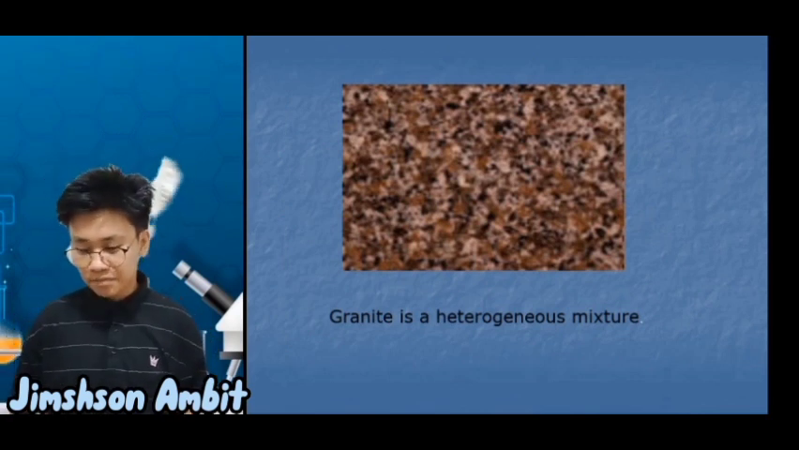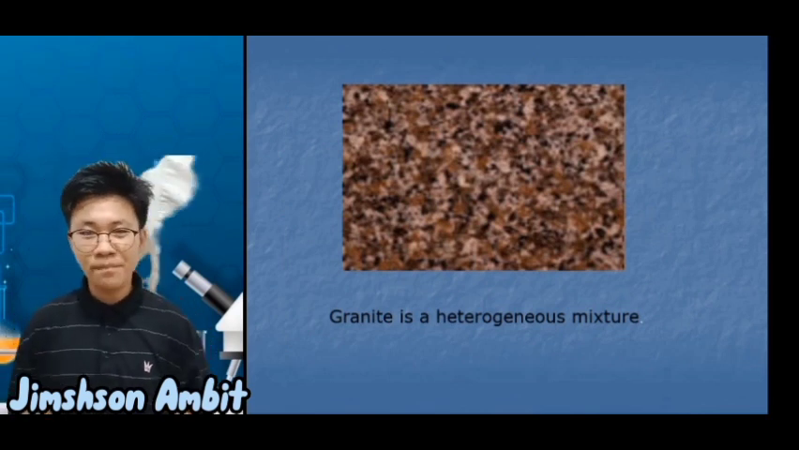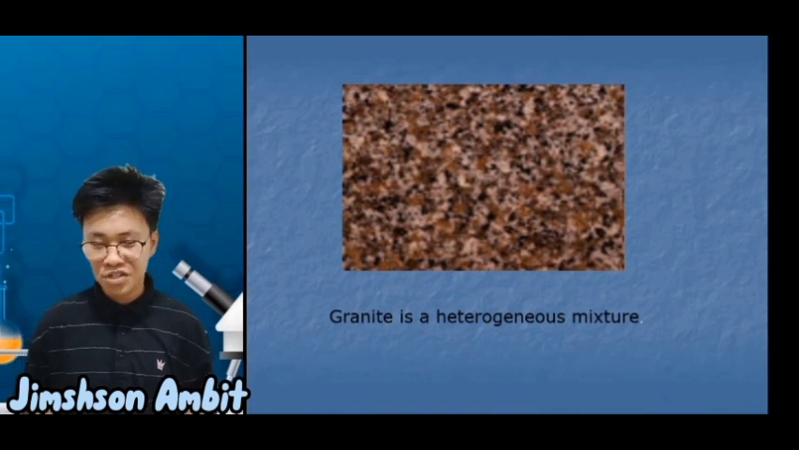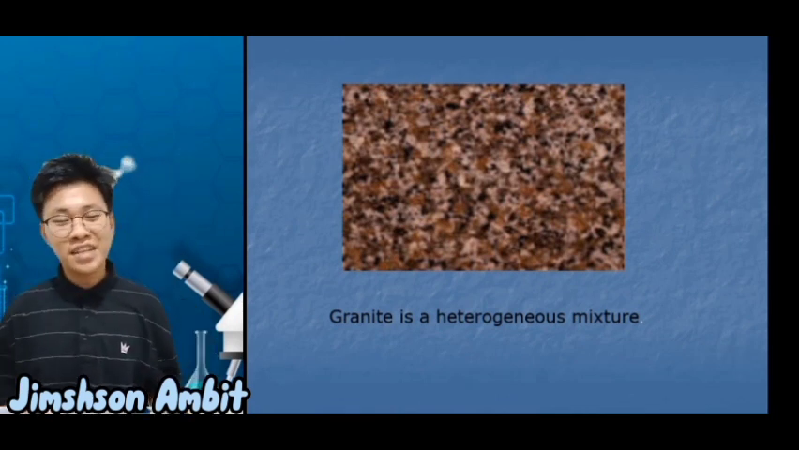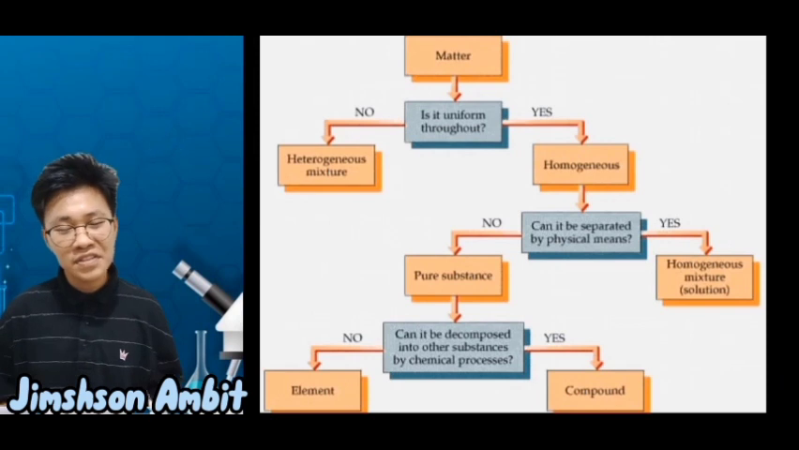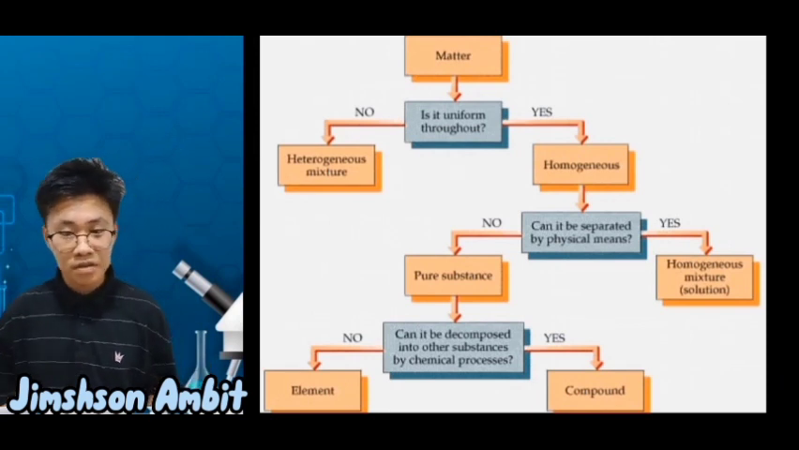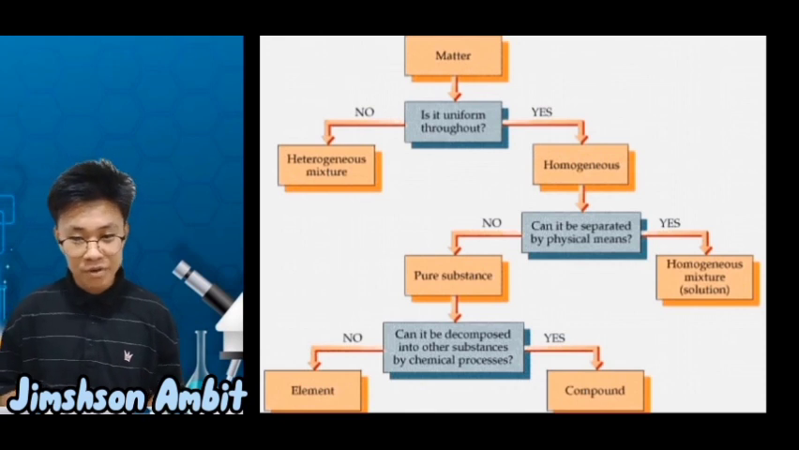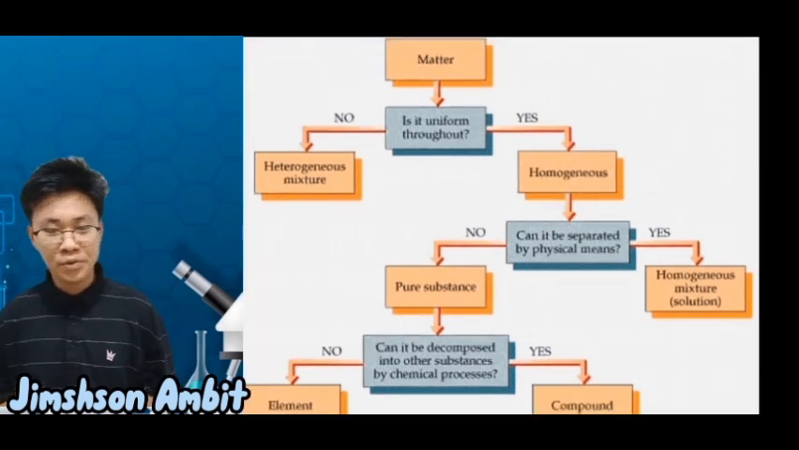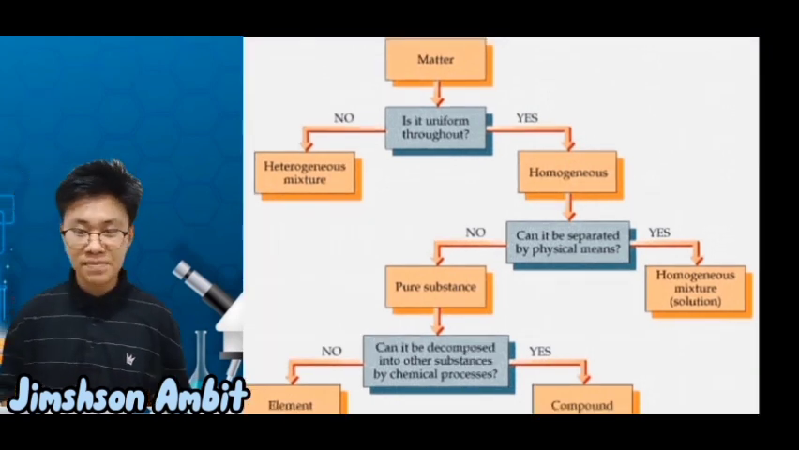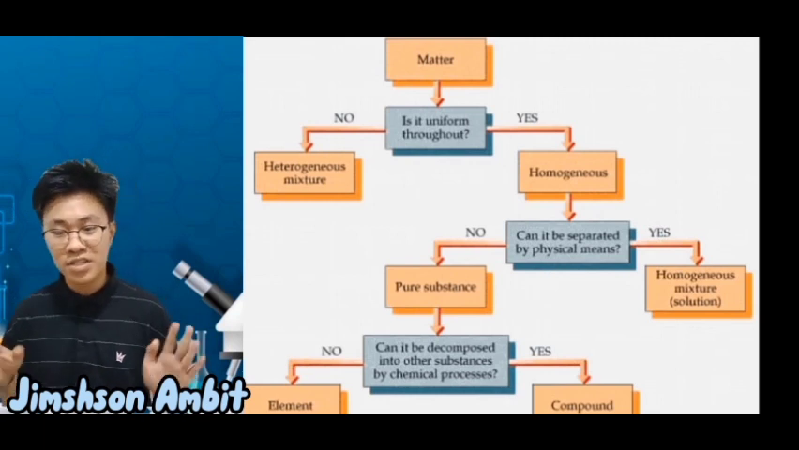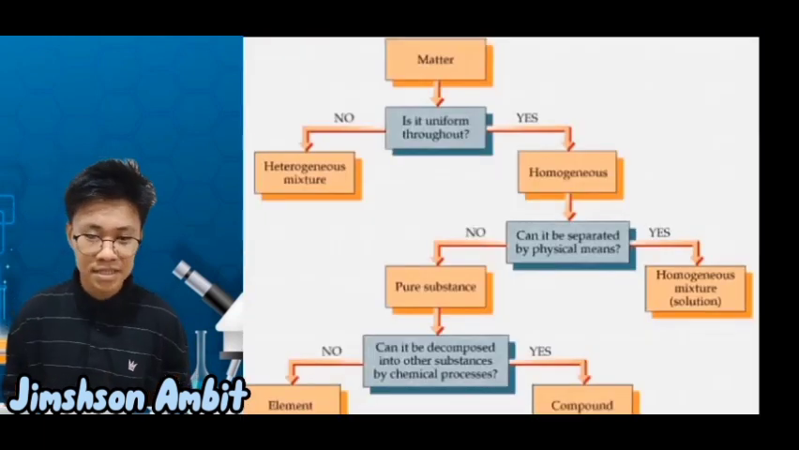So here we have granite. Granite is one of the examples of a heterogeneous mixture. So let's identify granite using the matter flowchart. Is the matter uniform throughout? Granite is not uniform throughout. It's a heterogeneous material, meaning it does not have a consistent composition or appearance throughout.